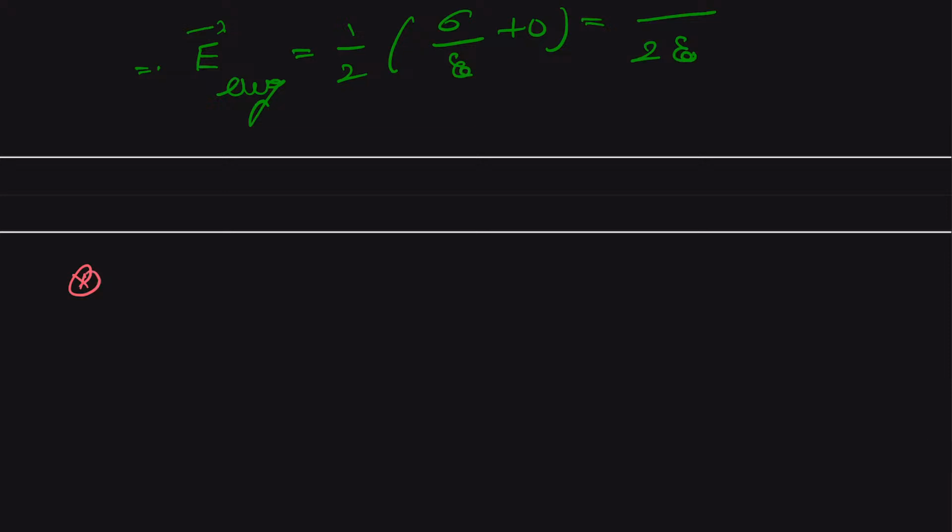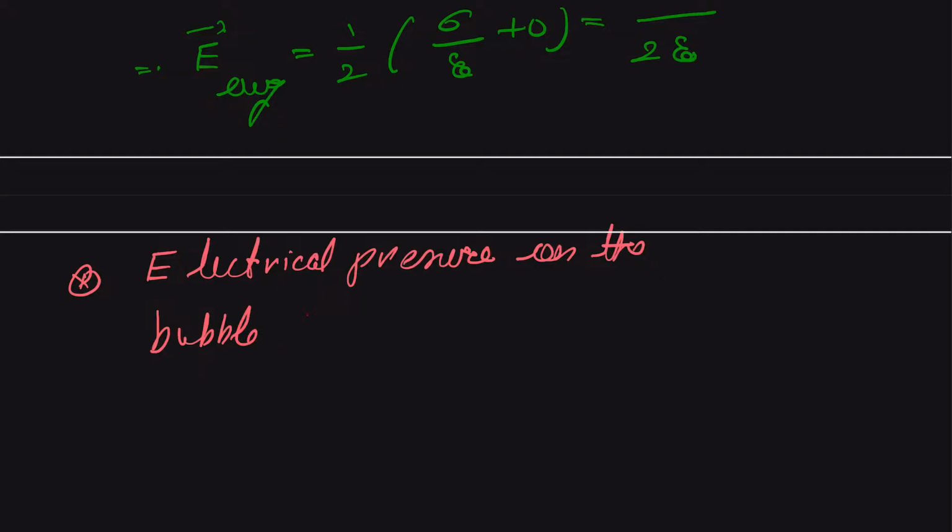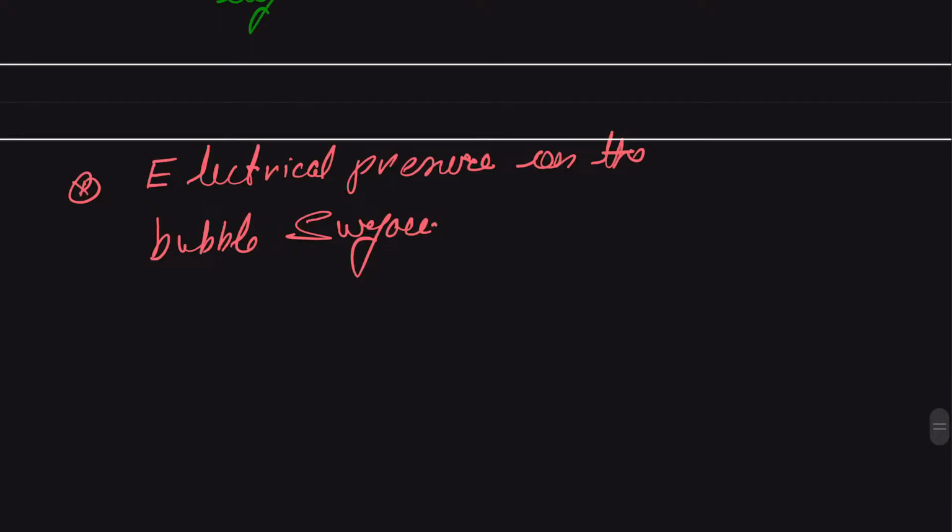So the electrical pressure on the bubble surface. For that, let us suppose this is a bubble surface, and this is the center, and we are going to consider a small area. This is our small area dA, having a charge of dq.